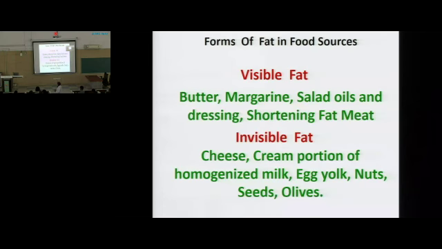So again there are two forms of fat. Visible, like ghee, oil, you can see them. And non-visible or invisible, meaning it is mixed, like egg yolk as phospholipid, but it is not very clear to your visual. Such fats are called invisible fat, which are present in nuts, seeds, and milk.